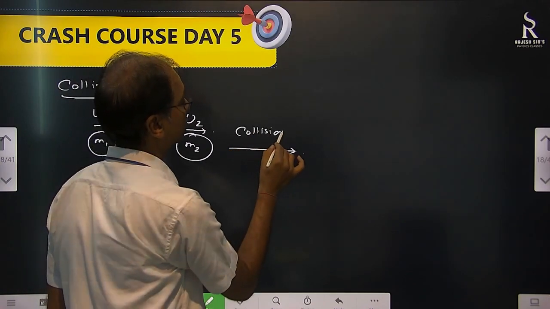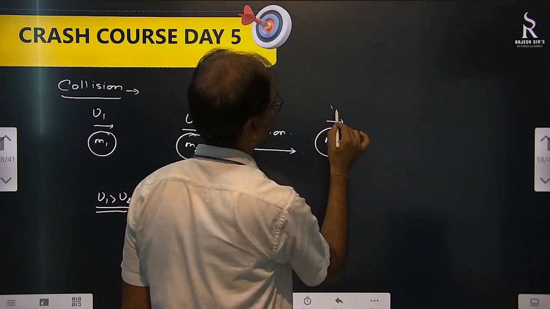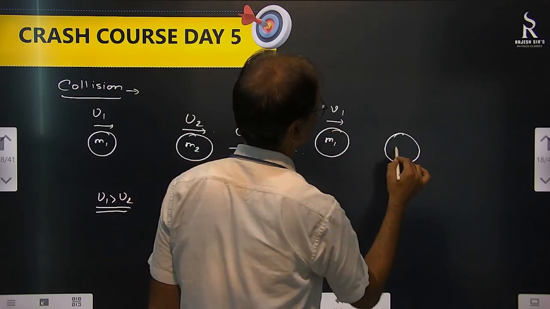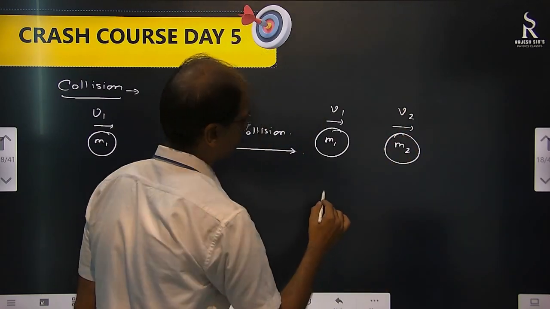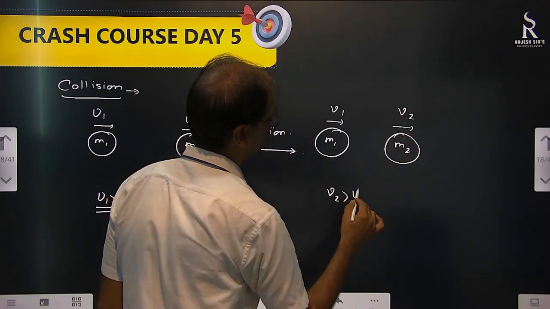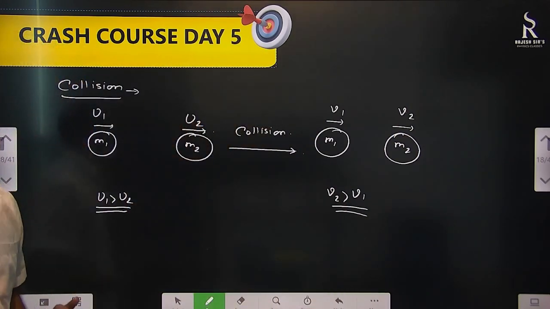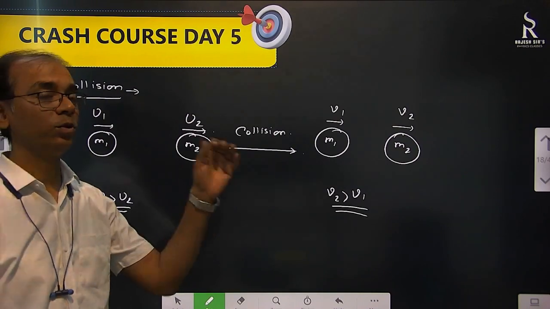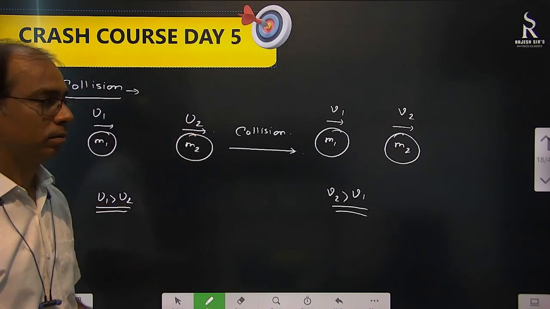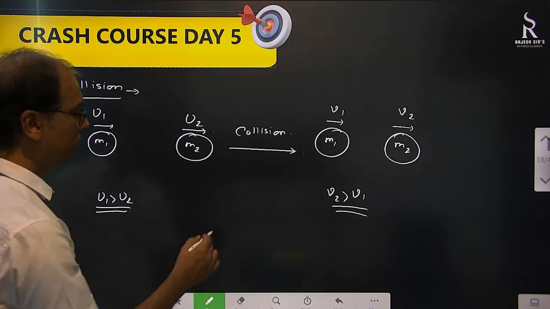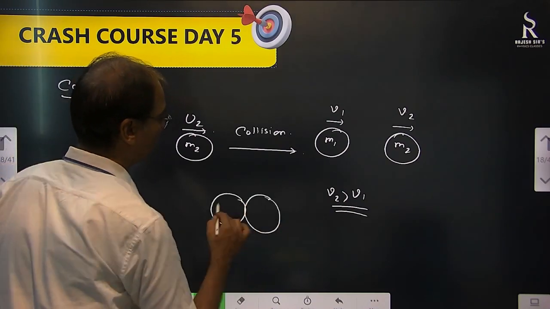After collision, what happens? m1, v1, m2, v2. Now what is going to happen? Here v2 has to be greater than v1. So you see what happened. Earlier u1 was more, now v2 is more. So velocities are getting exchanged. Who is doing it? Force. Who is applying the force? Because two balls are having collision.